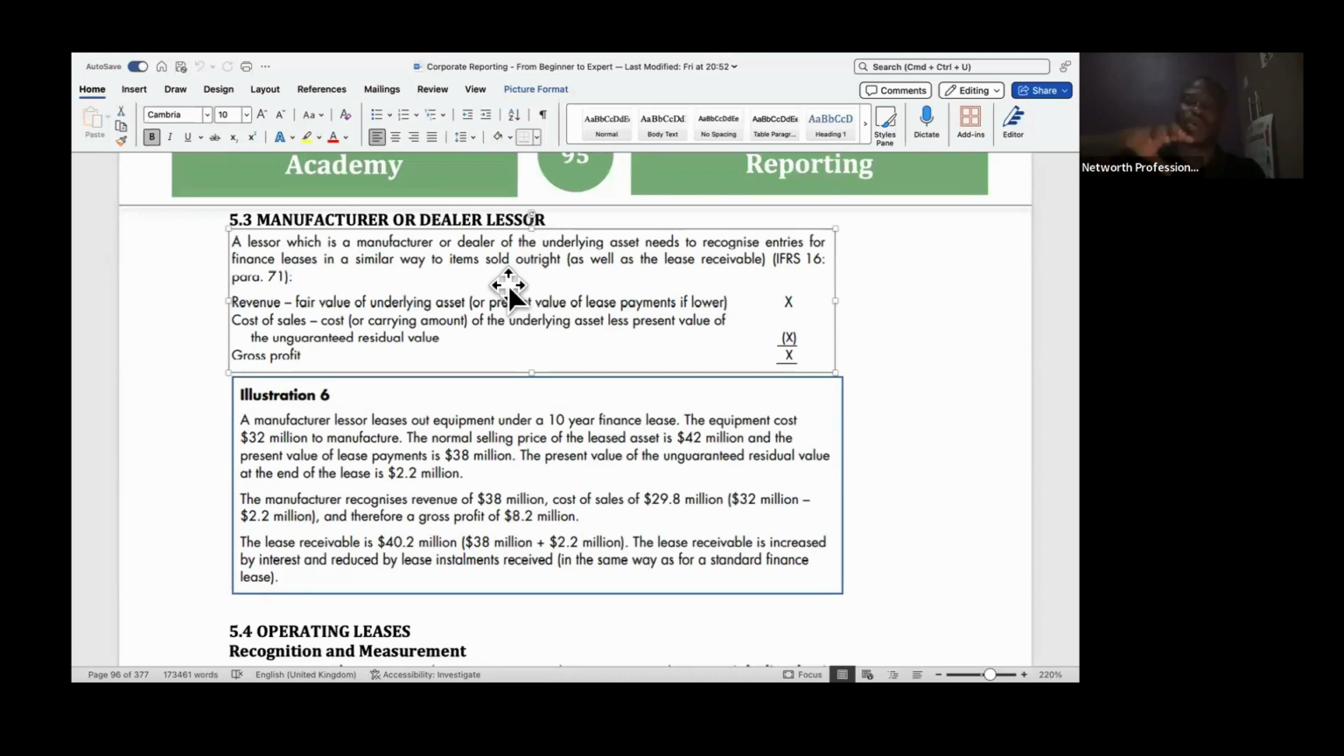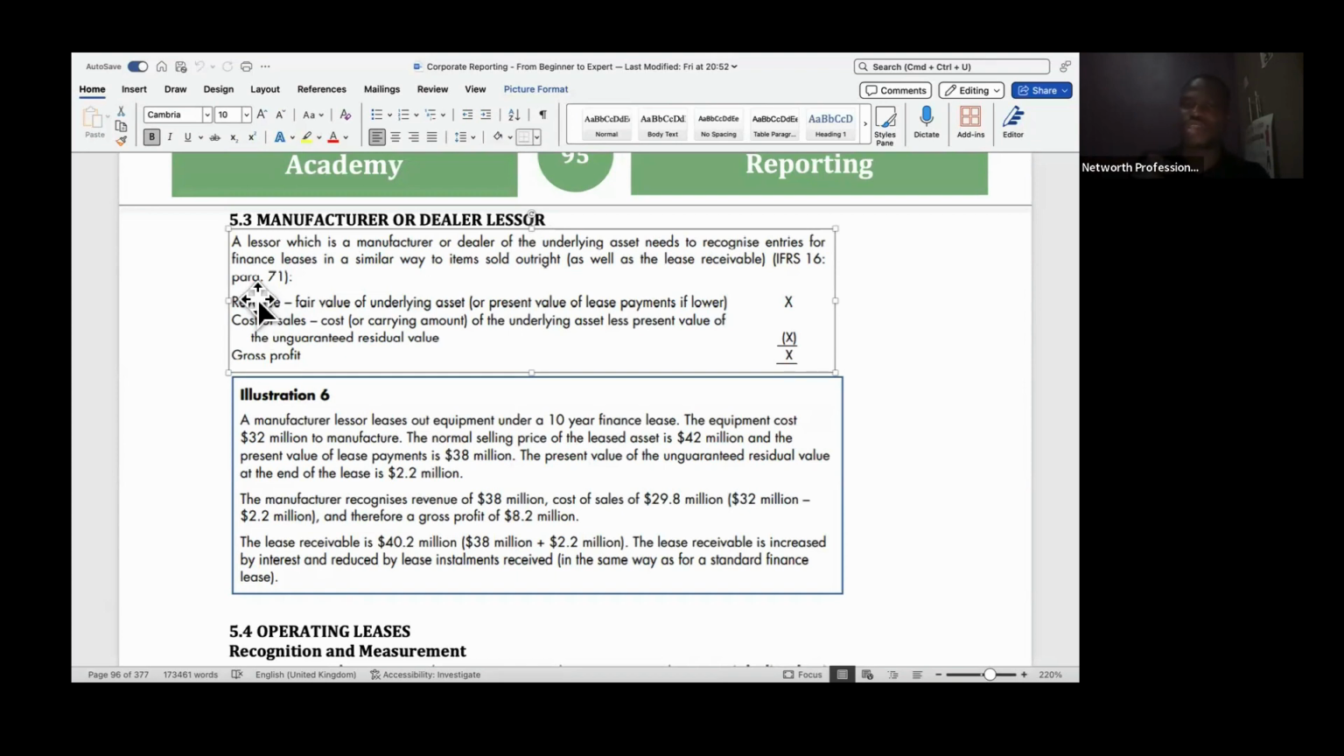So whenever we have a manufacturer or dealer lessor, IFRS 16 says that in addition to recognizing a net investment in the lease, like I've taught you earlier, which I also call lease receivable, the manufacturer must also recognize a gross profit. And that gross profit is simply revenue minus cost of sales. And you know what revenue is. I've taught most of you IFRS 15, not all of you.